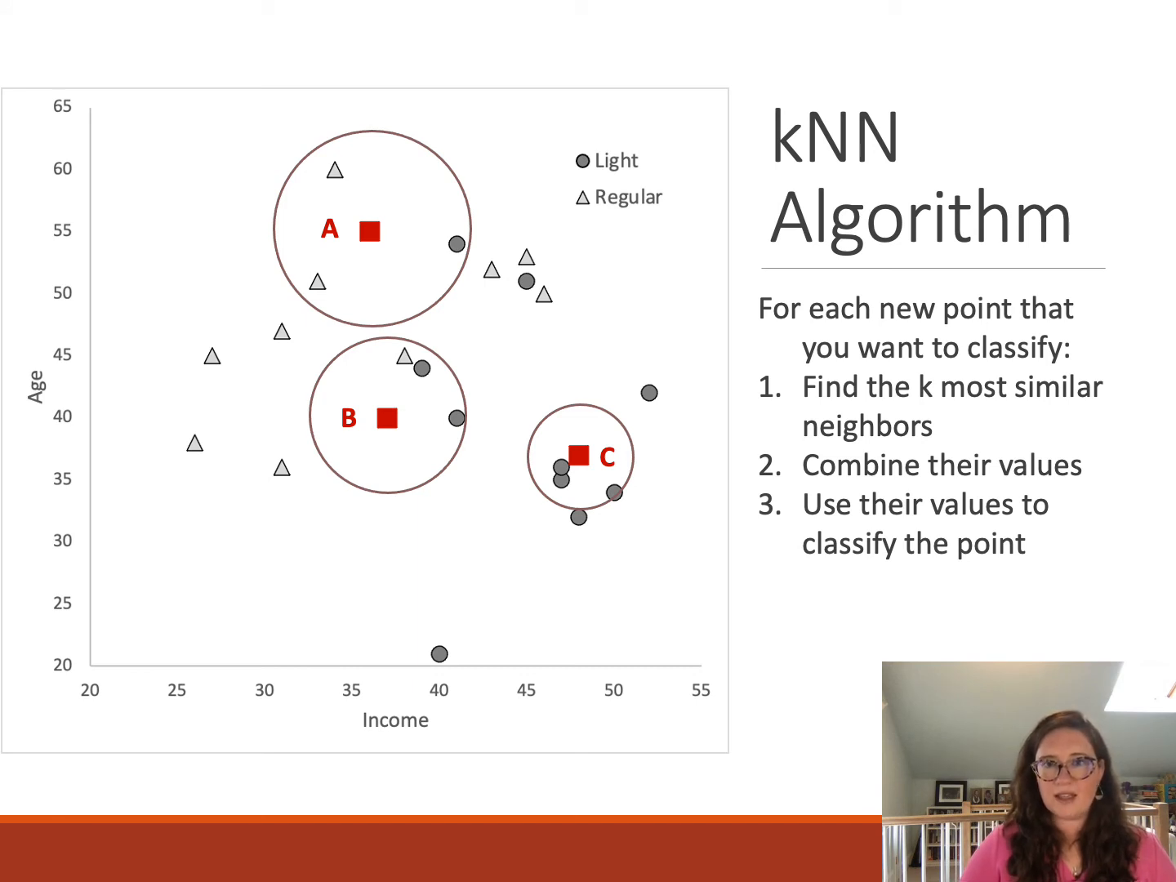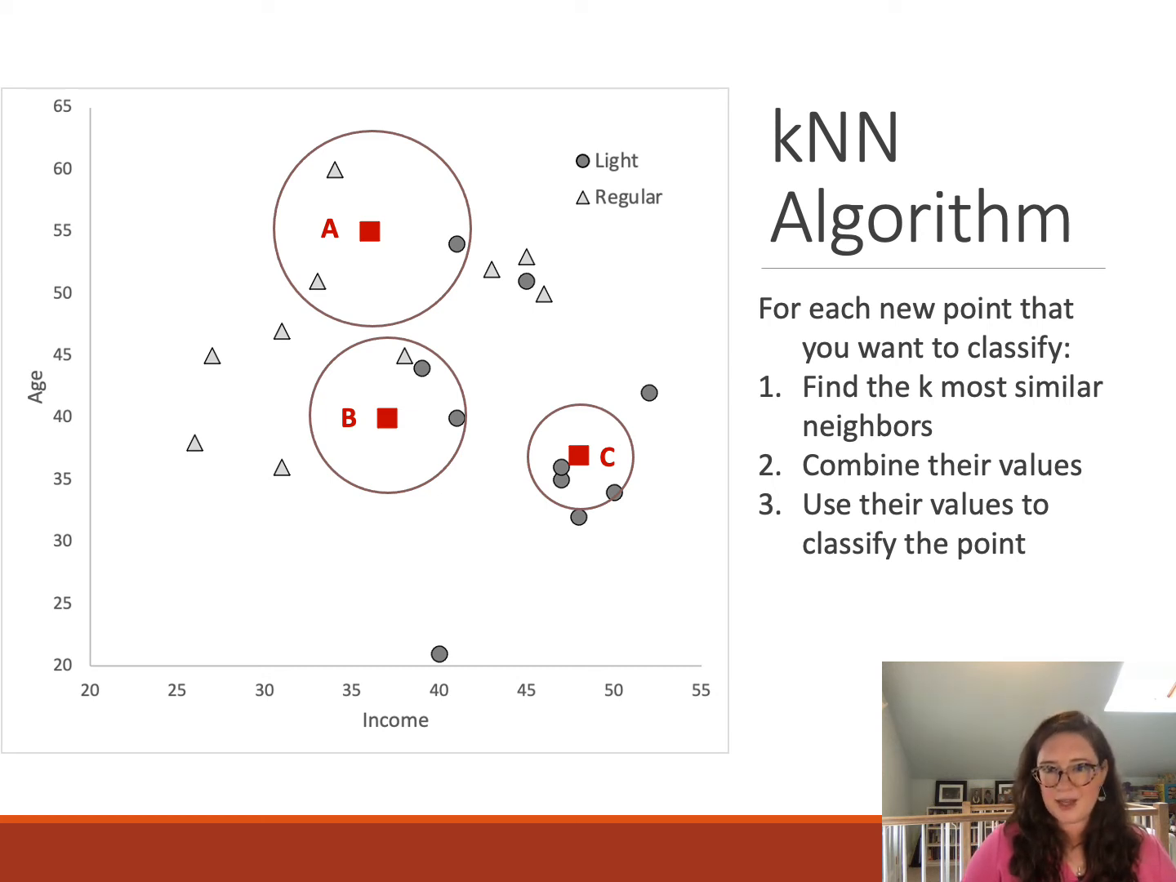And so let's go back to the kNN algorithm. For each new point that we want to classify, we'll find the k most similar neighbors, combine their values somehow, and then use those resulting values to classify the point. If we're doing 3 nearest neighbors and want to classify point A, we find the 3 most similar points to point A. The circled points are the 3 points that have the smallest Euclidean distance to point A. Then we combine them and use that combination to decide on the point's predicted value.